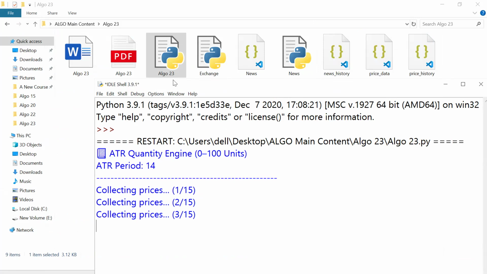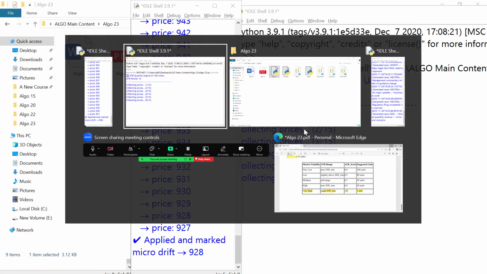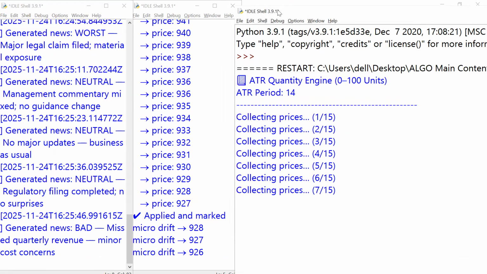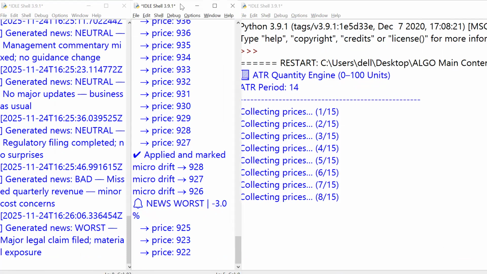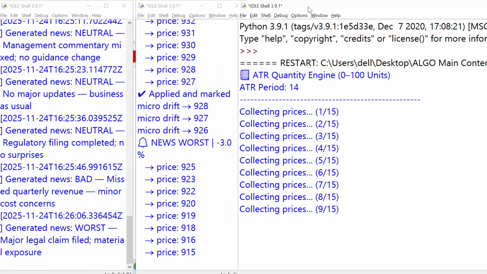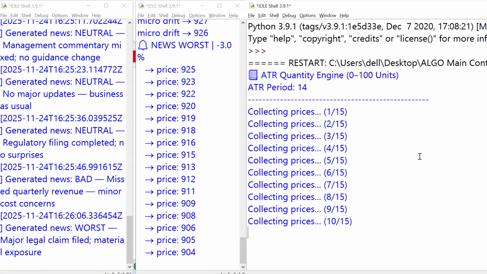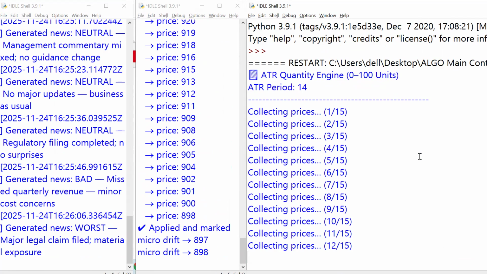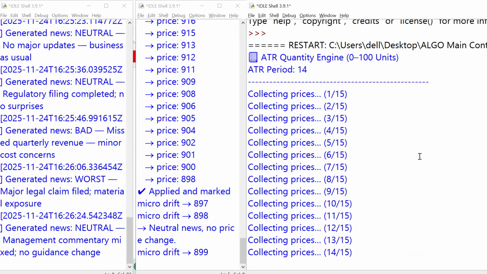Okay, I'm going to keep all the three windows together. Now this is my price window and this is my news window. You can see it is currently collecting the price from the market to calculate the ATR. The market is behaving on different news. The worst news has come. The prices are being collected so that it can calculate the ATR.